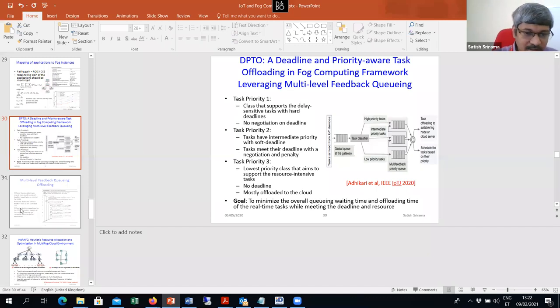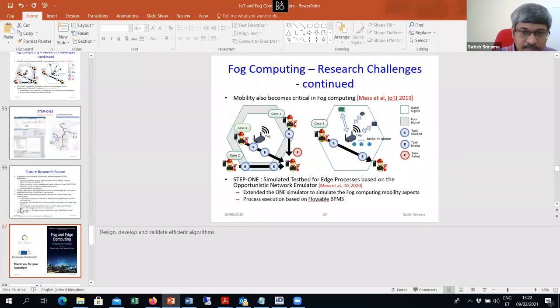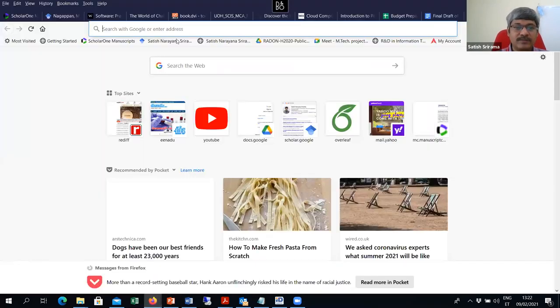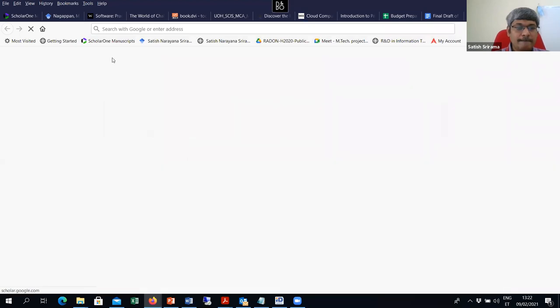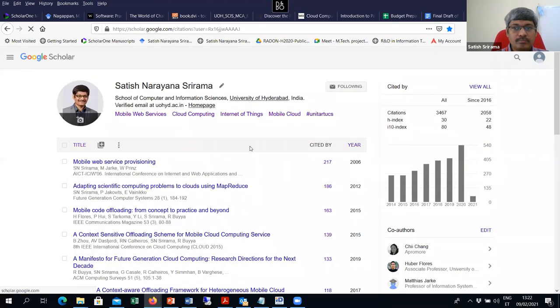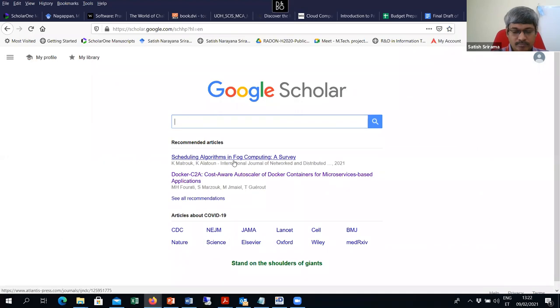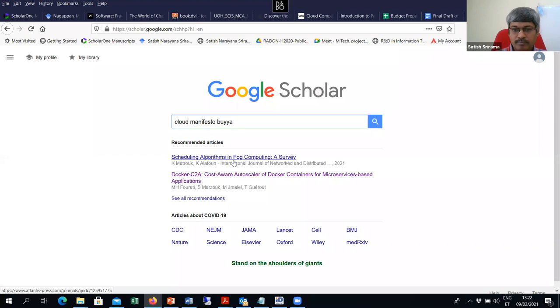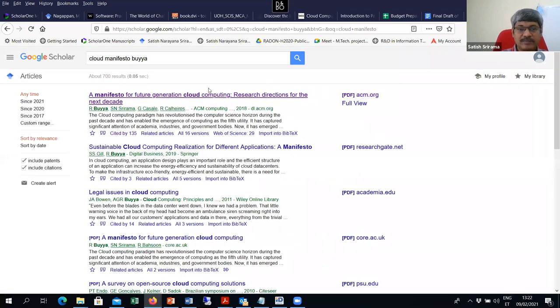Let me see if I have it in the references. No, it is not here in these references. But you can search. You can go to Google Scholar and just search for cloud manifesto. Okay, so this is the manifesto.